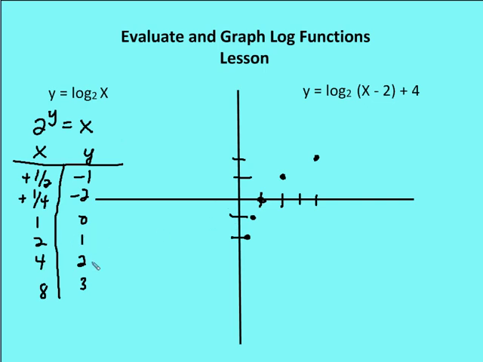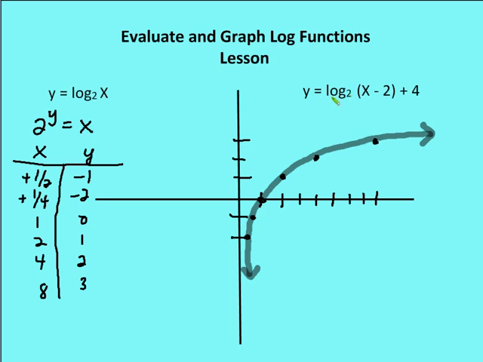x is equal to 4, y is equal to 2, x is equal to 8, and y is equal to 3. All right, so my general look of the graph looks something like this. Let's do this in black, and we'll see that the asymptote is going to be x is equal to 0. So regardless of the value for y, x will never be equal to 0.